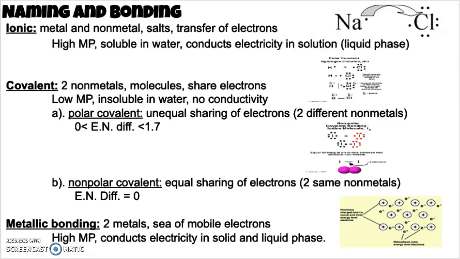Lastly, we have metallic bonding. That's between metals. Electrons flow between metals, and we call this a sea of mobile electrons. These flowing electrons allow metals to be excellent conductors of electricity in the solid and liquid phase. They also have really high melting points.